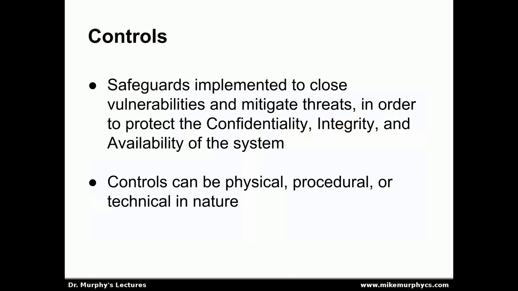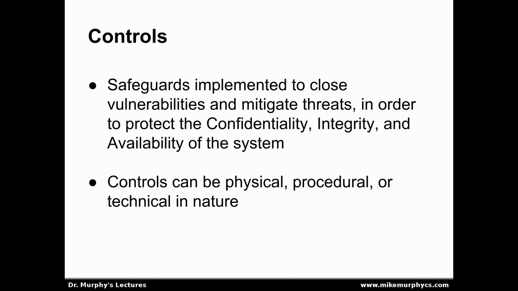Okay, so if we have these threats and we have vulnerabilities to potential threats, what measures can we take? What steps can we take to try to mitigate those threats, to try to close those vulnerabilities? And the answer is we have what are called controls or security controls. And these are safeguards that are implemented to close vulnerabilities and mitigate threats in order to protect the confidentiality, integrity, and availability of the system.